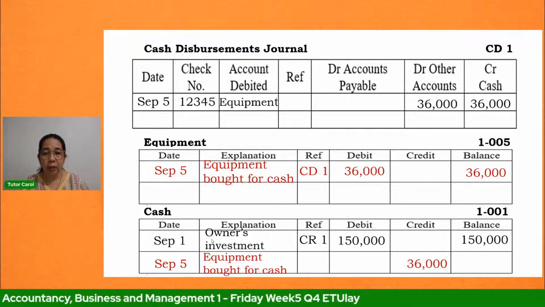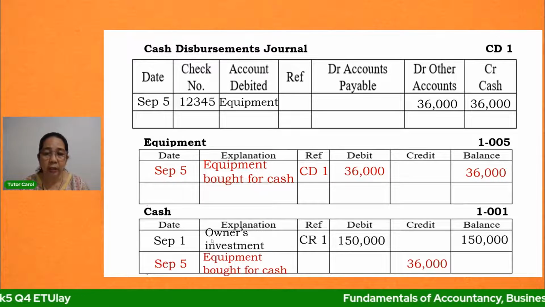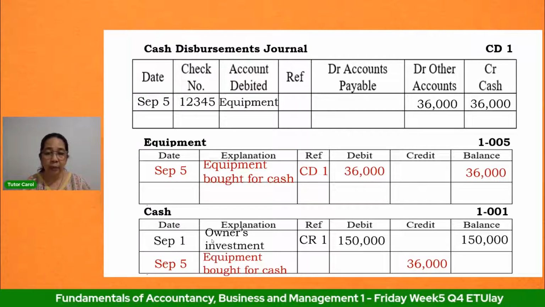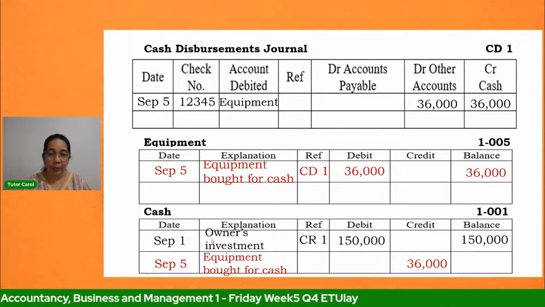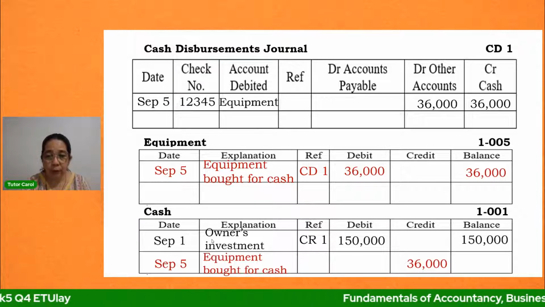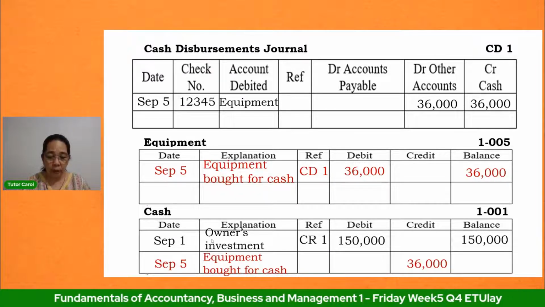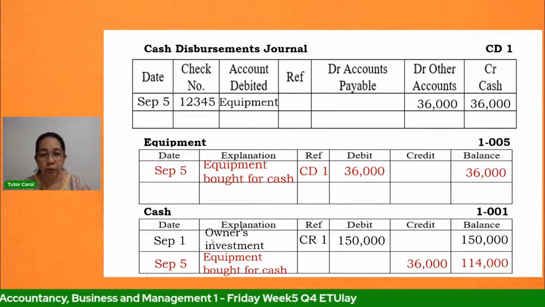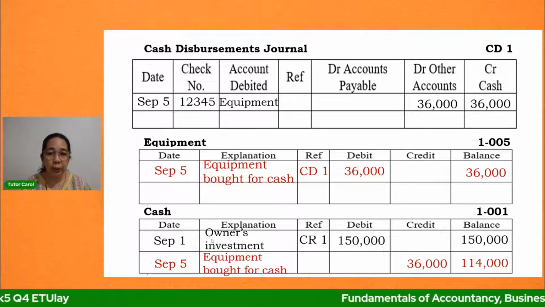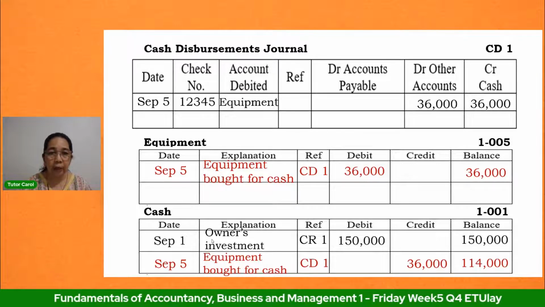Credit 36,000 this time. So, will we forward the 36,000 to the balance just like what we did a while ago with the 150,000? No, not this time. Since you have a debit and a credit, you need to subtract. So 150,000 minus 36,000 pesos, the answer will be 114,000 pesos. Reference, where did you get that? The reference is CD1, from the cash disbursement journal, page 1.